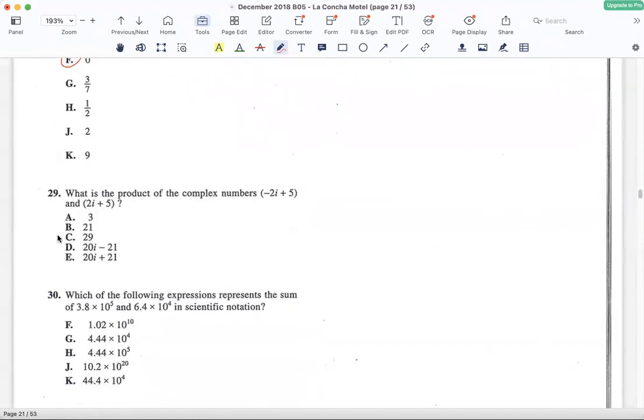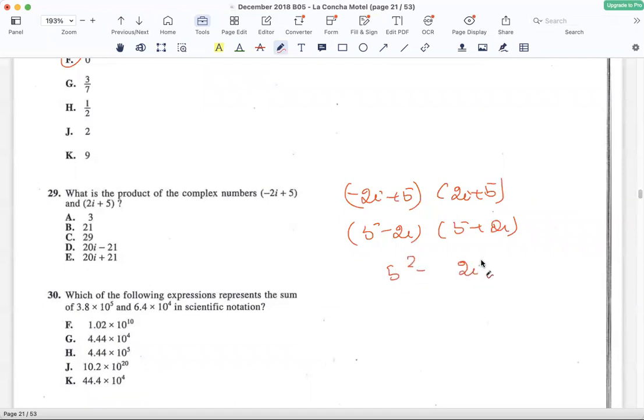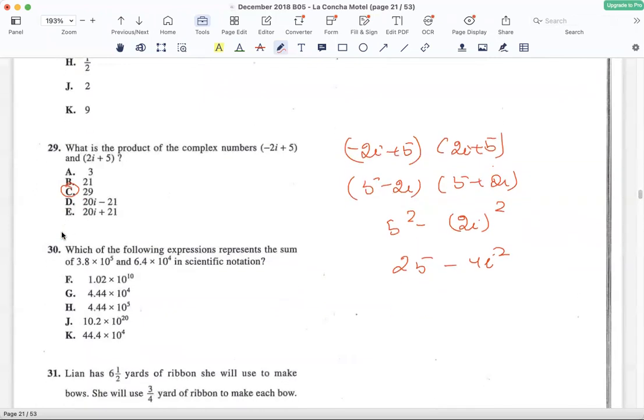What is the product of the complex numbers minus 2i plus 5 and 2i plus 5? Okay, so this is like 5 minus 2i and 5 plus 2i. So a plus b into a minus b, 5 squared minus 2i whole squared, 25 minus 4i squared, which is 25 plus 4, 29.